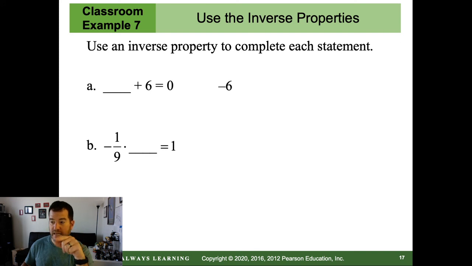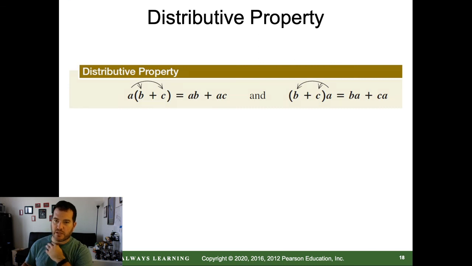So hopefully you guys got it. Negative 6 for that one, negative 9 for that one. And then this is the last property we're going to talk about. This is the distributive property.